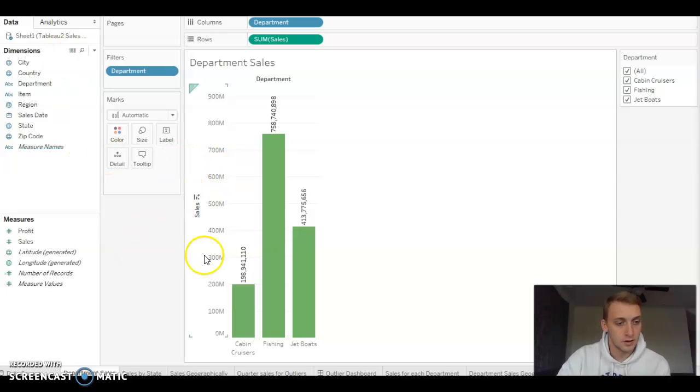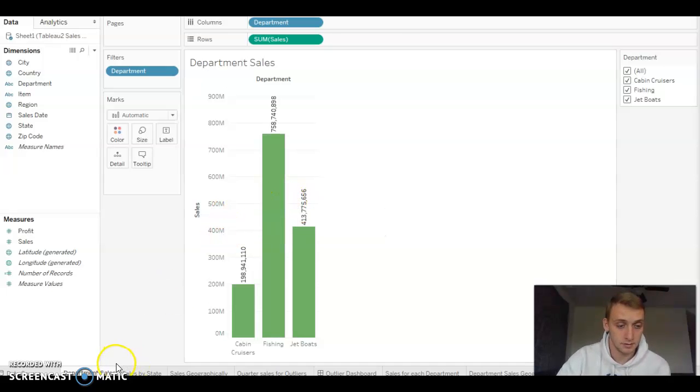So I started out, my first sheet was a department sales from the data. I have each department listed and their respective amounts of sales. I found this interesting when I was looking at it in Excel. I found that the fishing department had a much larger sales revenue than the other two. It actually exceeded the jet boats by more than 400 million. So I decided to look into this.